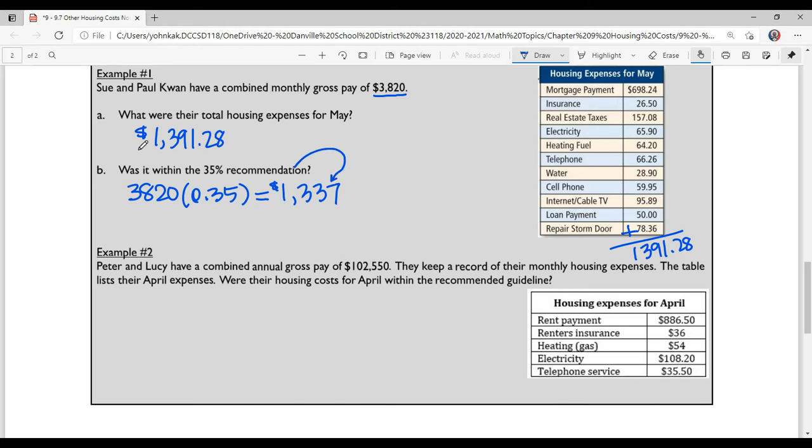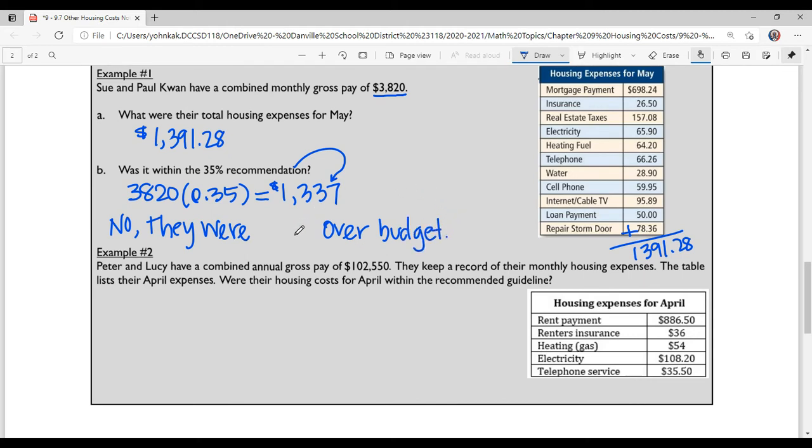However, I spent $1,391. So I spent more money than I was supposed to. So was it within the recommendation? The answer is no. And then we're going to say they were how much over or under budget. Well, in this case, I'm over budget. So I'm going to put over budget.